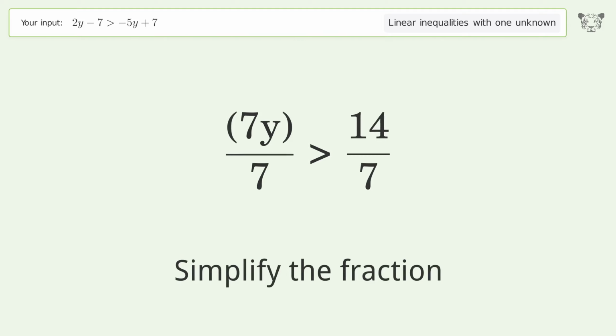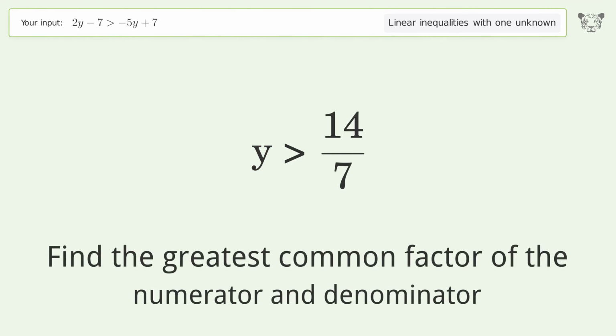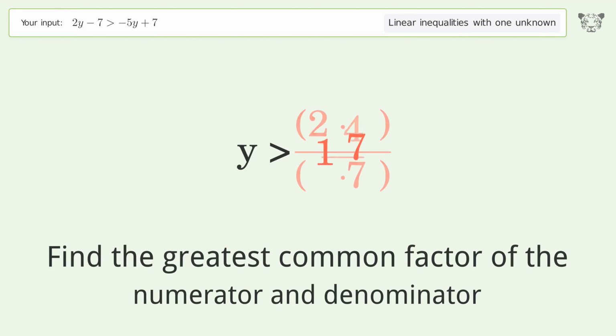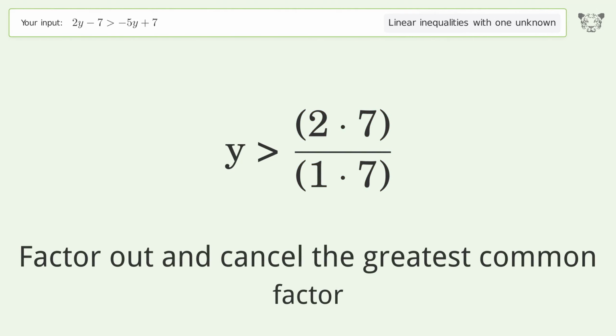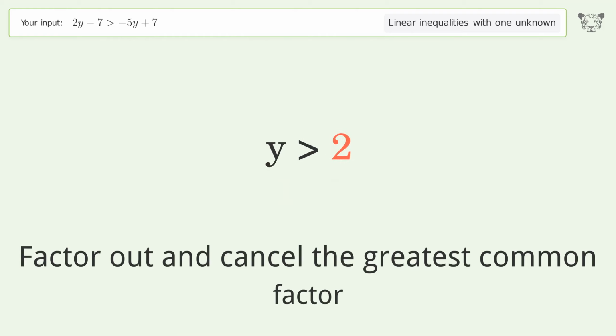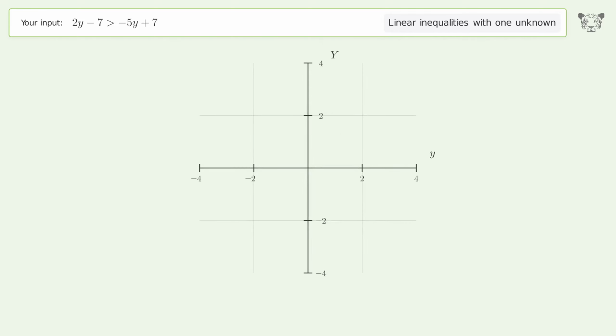Simplify the fraction. Find the greatest common factor of the numerator and denominator. Factor out and cancel the greatest common factor. Plot the solution on a coordinate grid. And so the final result is y greater than 2.